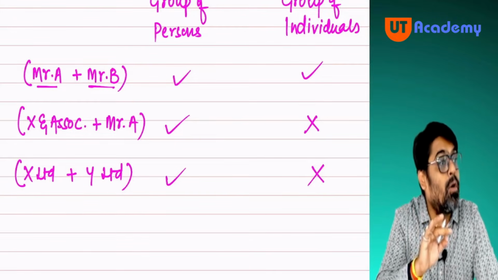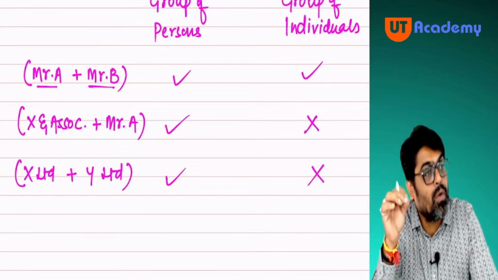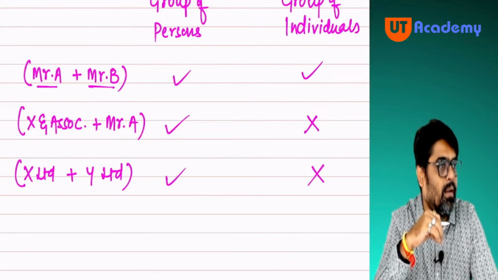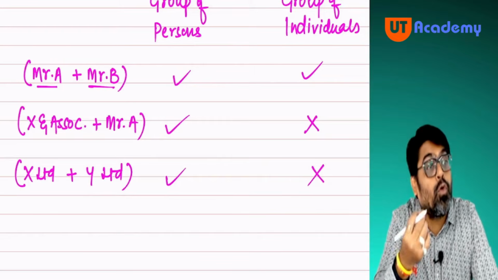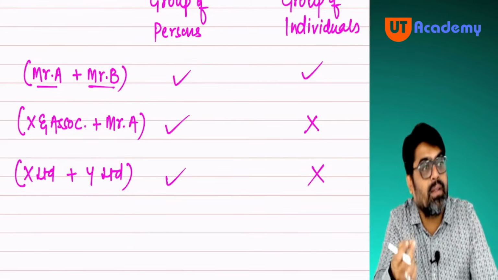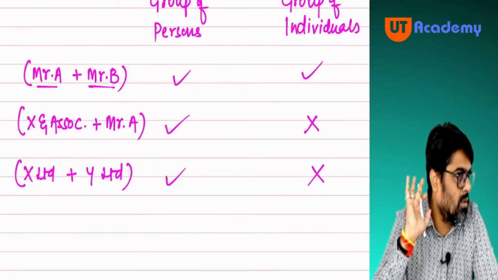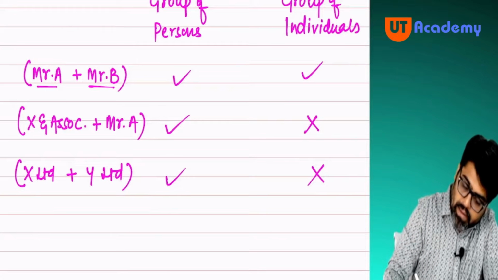Now, if the group is formed and all the members in the group are individuals, and that group is formed by operation of law, not voluntarily, but forcefully, compulsorily by operation of law, then that group of individuals will be treated as body of individuals. Understood this much? Now pay attention.